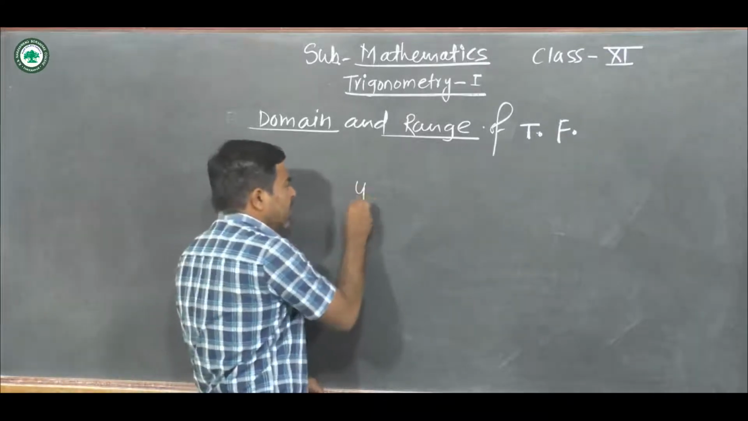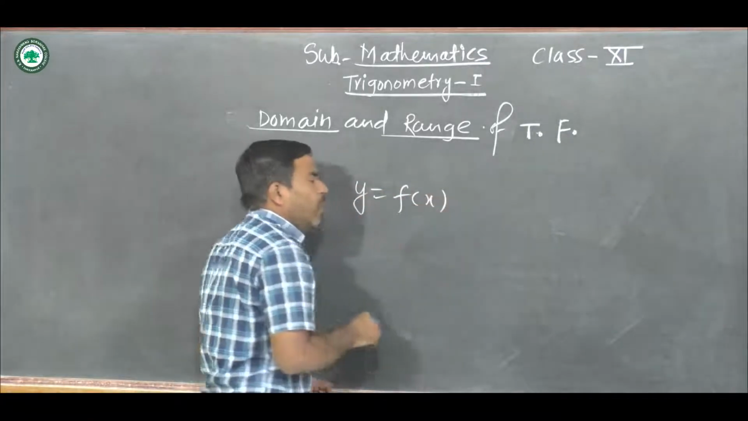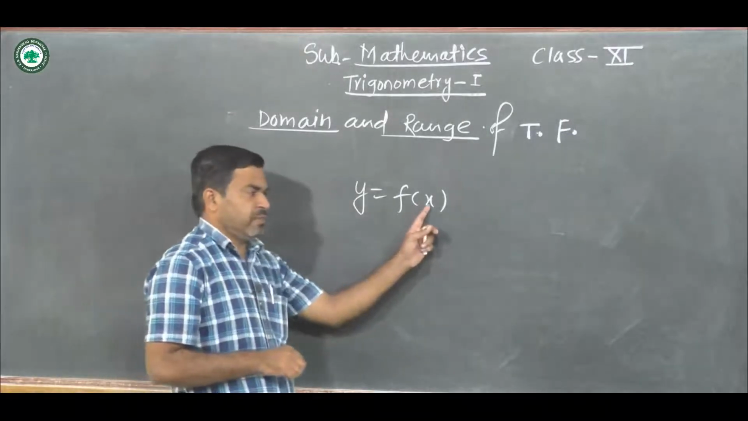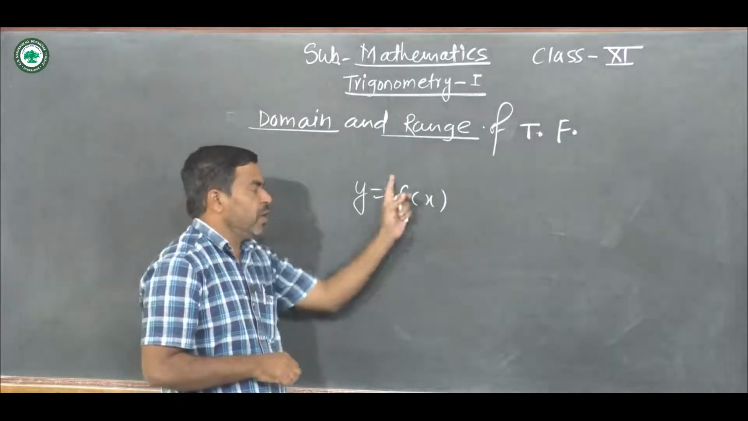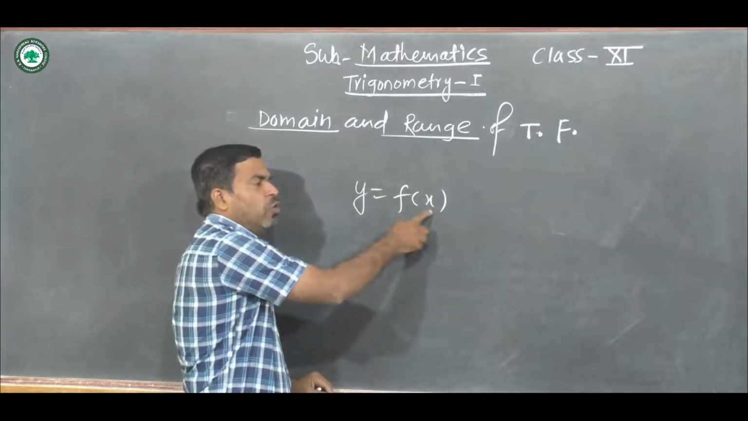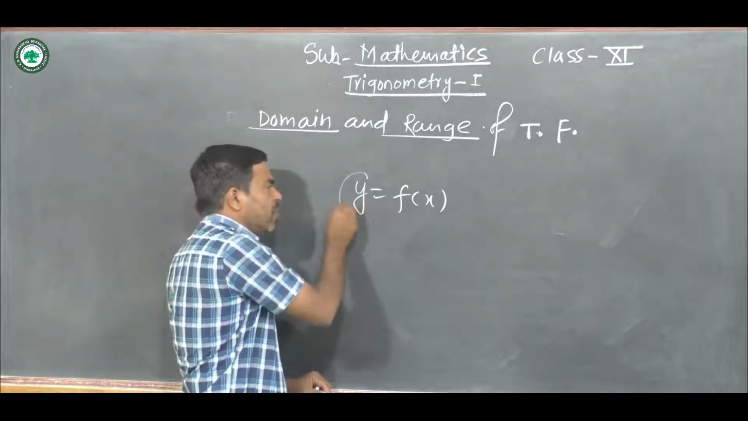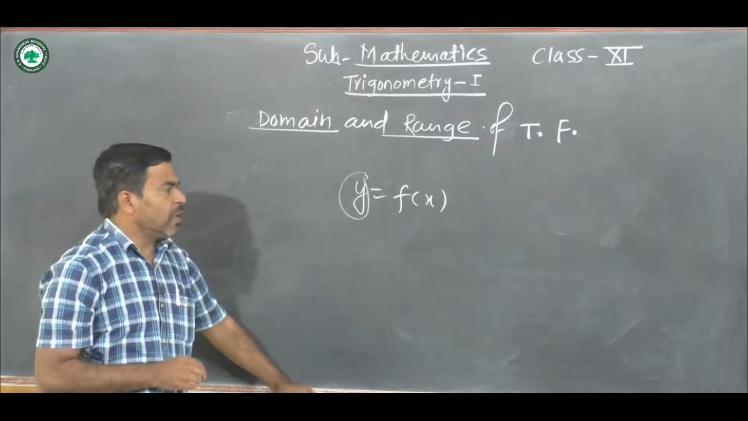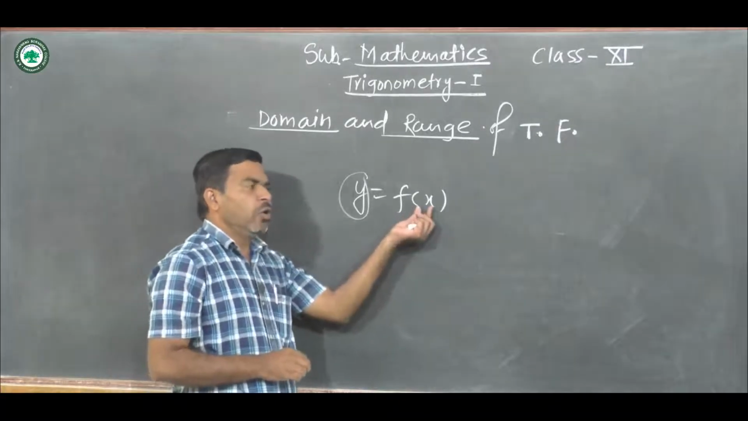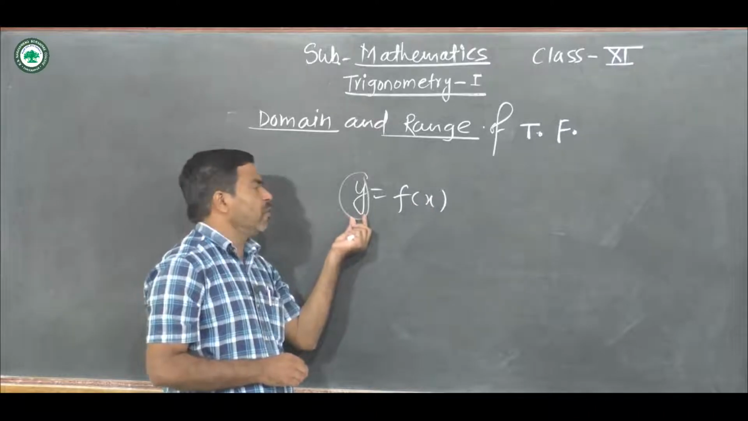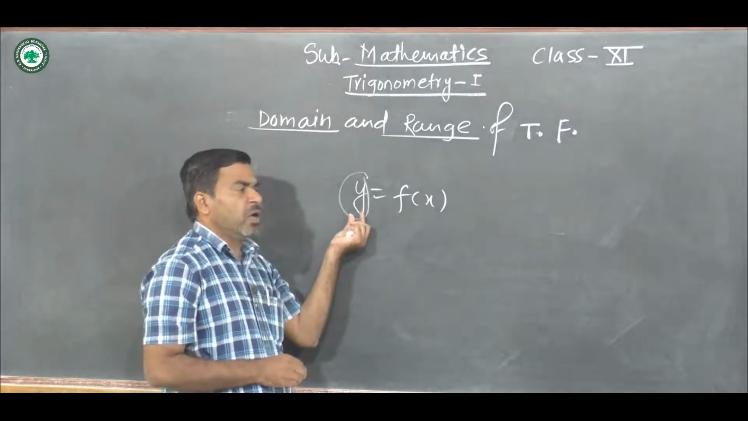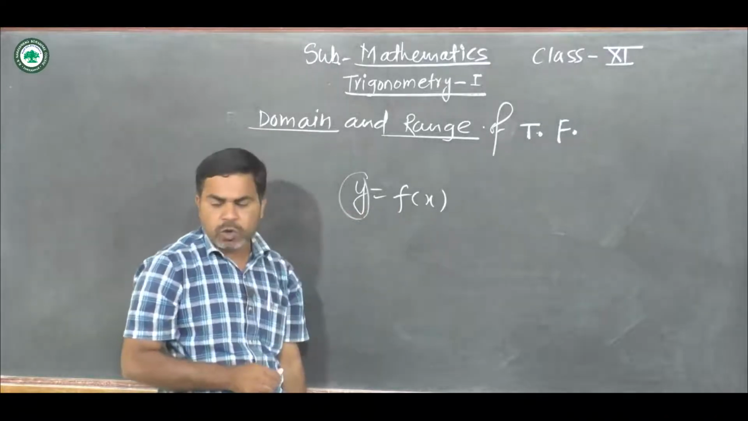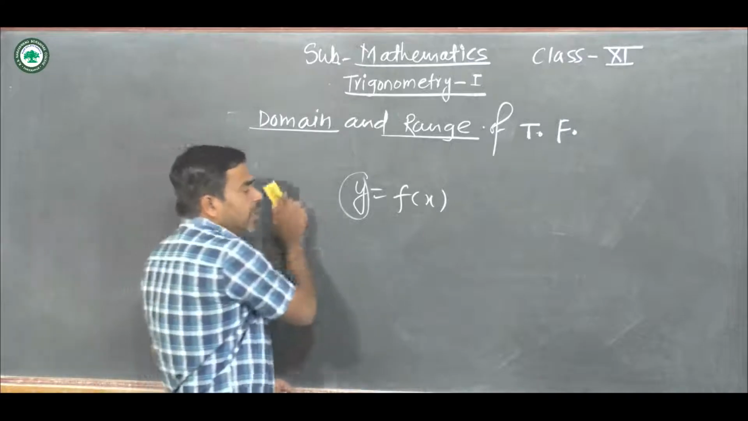Suppose y is equal to f of x, this is the given function, then all values of x for which this function is defined are the domain of the function, and the values of y are the range of the function. The set of all values of x is called domain, and the set of all values of y is called the range of the function. So x are domain and y's are range.